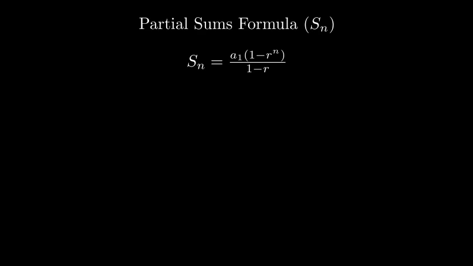It's very important that r does not equal 1, or we would be dividing by 0. Let's find the sum of the first 7 terms of our sequence 2, 6, 18. We want to find S sub 7.